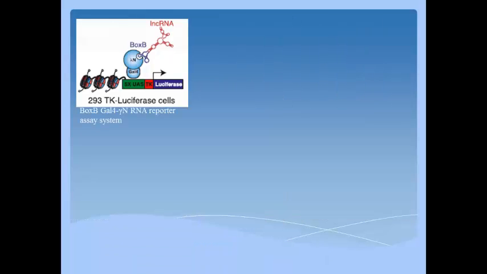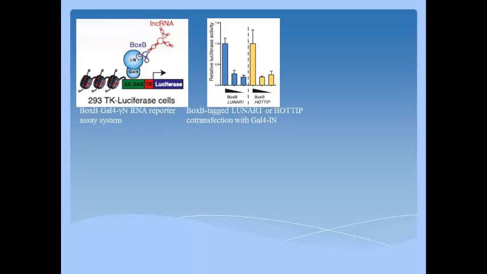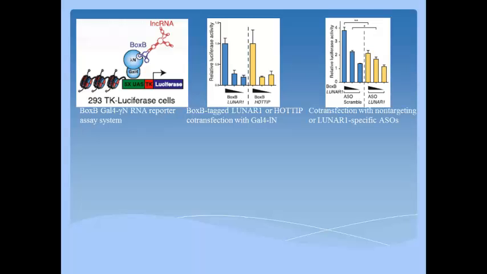Authors used a gene expression assay to determine if the lncRNA activates gene expression. Tethering LUNAR1 to this reporter stimulated transcription of the reporter to a similar degree as shown for the activator. Additionally, ASO-mediated depletion of LUNAR1 significantly reduced this stimulatory effect.